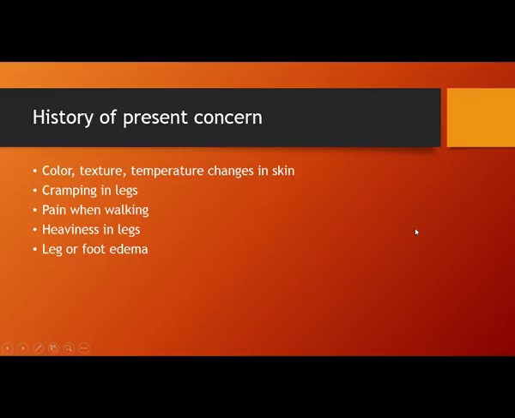So, starting with history of present concern, what kind of circulation problems could a patient be presenting with? Well, maybe a color, texture, or temperature change in the skin. Maybe even a wound that turns out to be a vascular wound. We'll talk about vascular wounds a little later. Or maybe a problem with cramping or other types of pain in the legs. Pain when walking, a feeling of heaviness in the legs, or edema, particularly in the lower extremities, but you could also have edema in the upper extremities.